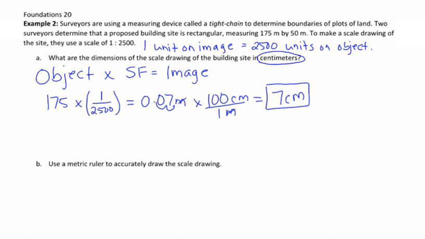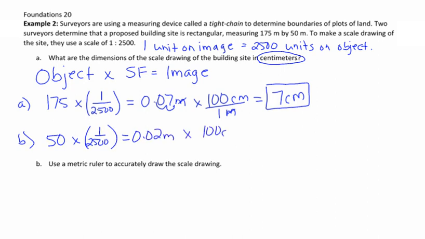Now the second one, so my second dimension was 50 meters, same thing. 50 meters times my scale factor gives me 0.02 meters, but I want to draw in centimeters, which will be 2 centimeters when you move your decimal 2 places to the right. Those are my new dimensions for my drawing, for my image.